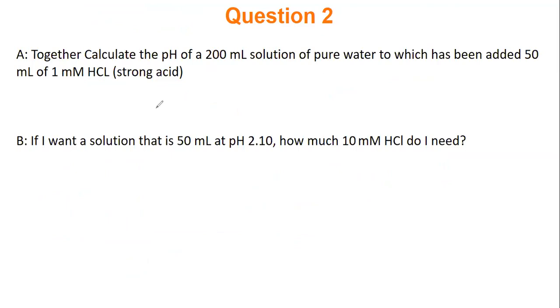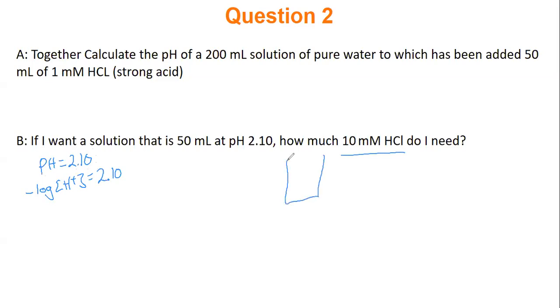Okay, so I know my pH is equal to 2.10. Remember, I said pH means minus log of H plus equals 2.10. So I want to know what is the concentration of H plus that I need, because I'm saying I have 10 millimolar of HCl, right?